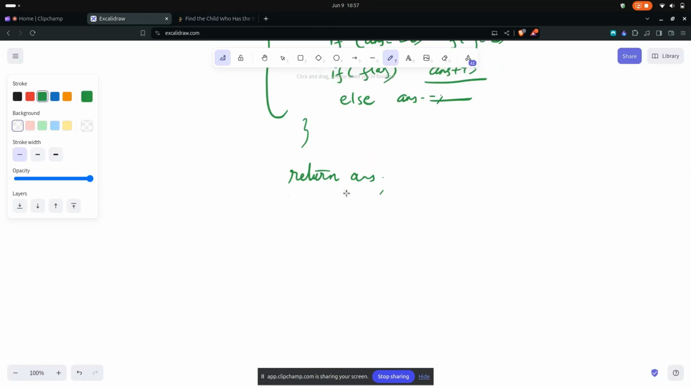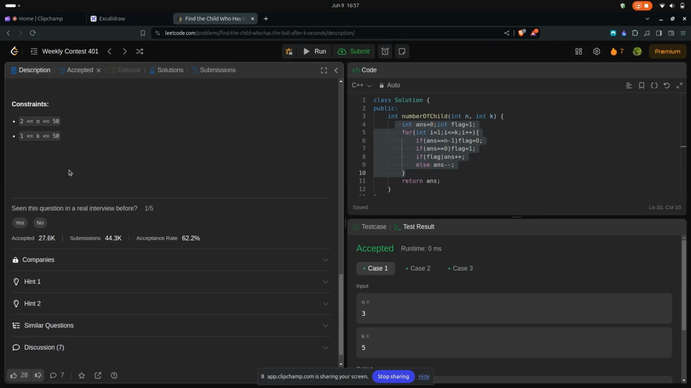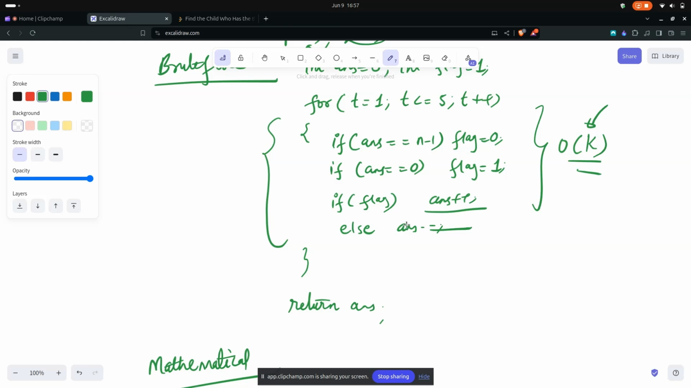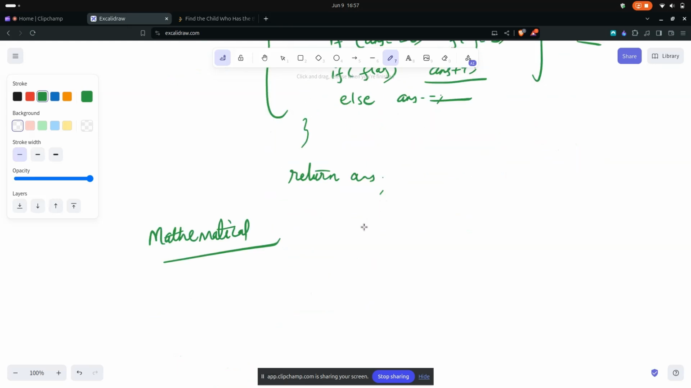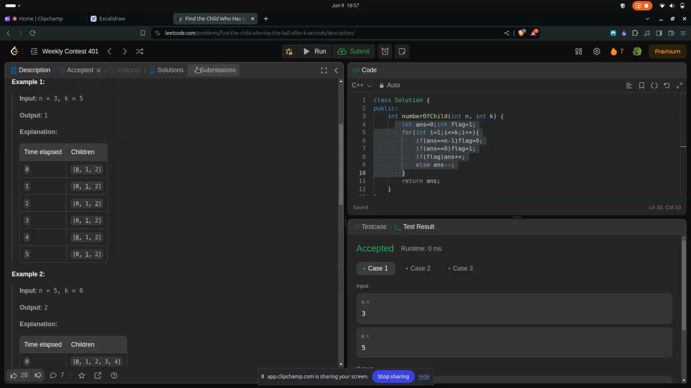Now, how can we arrive at a mathematical solution to this? See, this takes an order of k, right? Because we are traversing this loop k times. k is the number of seconds, and the number of seconds is at max 50, so it's kind of constant time. But if the constraints are very large, then we would have to find this mathematical solution. So how can we find this mathematical solution? Let's go to the previous example, where n is 3 and k is 5.